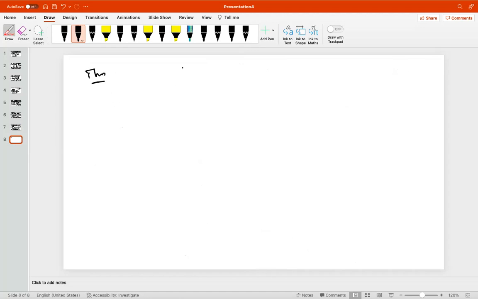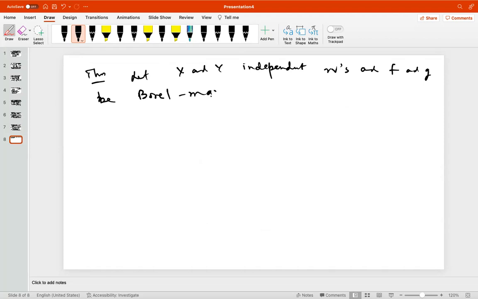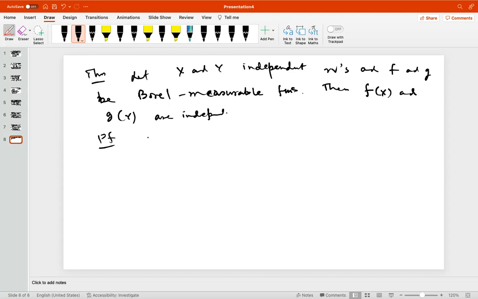The important theorem is this: let X and Y be independent random variables, and f and g be two Borel measurable functions. Then f of X and g of Y, like say X squared and Y cubed, are also independent. And the proof is just trivial.